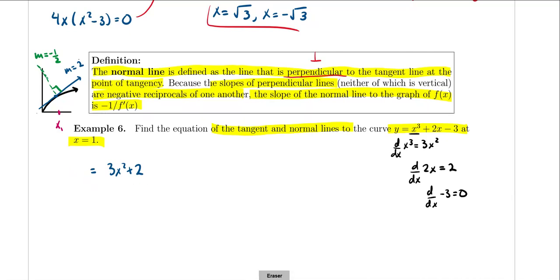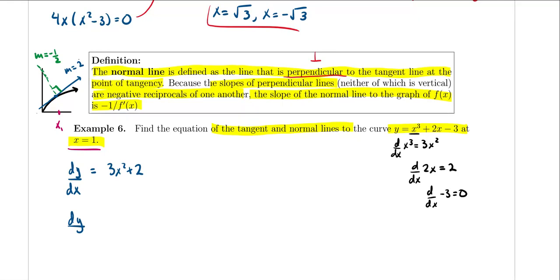Now, I'm going to go ahead and change the notation here to give you guys more exposure to different types of notation. And I'm going to go ahead and call this one here dy dx. All right, so this is the derivative function, which tells us the slope of the tangent line at any x. But right now, we're looking specifically for the slope of the tangent line at x equals 1. So let's go ahead and evaluate our derivative at x equals 1.